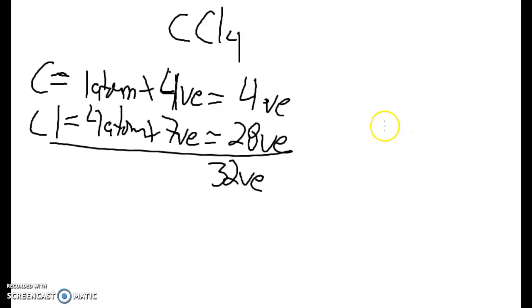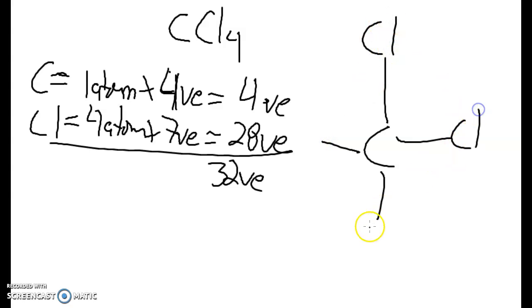Next, I'm going to draw my skeleton structure. So I only have one C, so I'm going to put that in the middle. I have 4 Cl's: Cl, Cl, Cl, Cl. Great. Next, I am going to add 6 valence electrons to each atom.